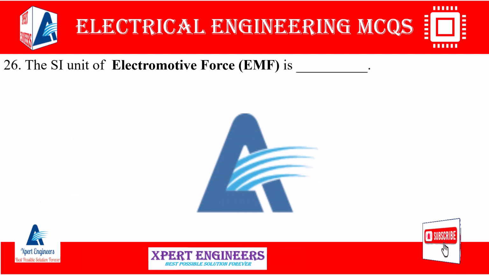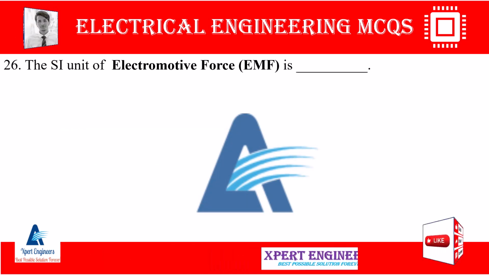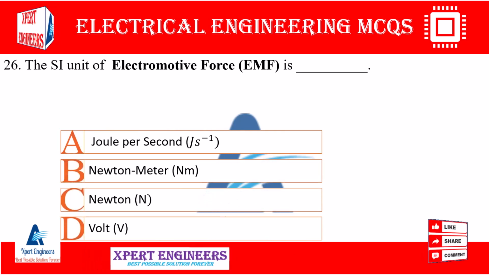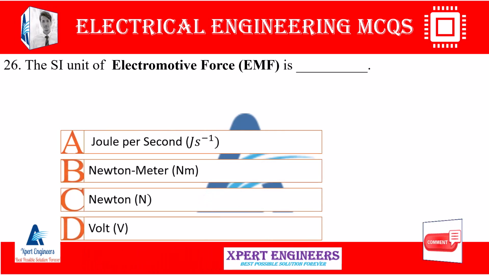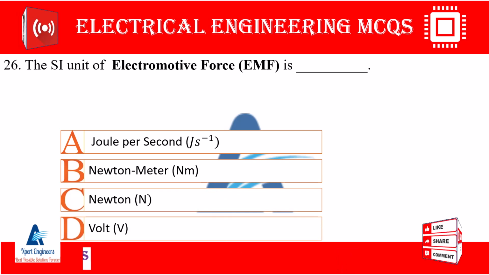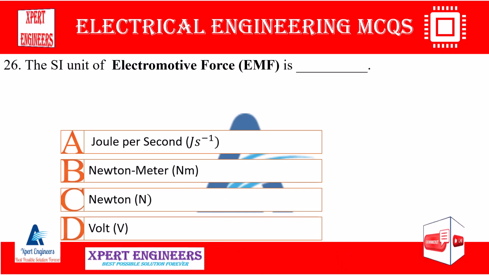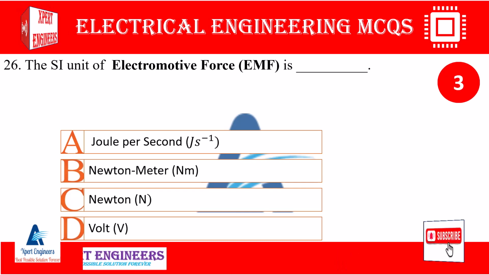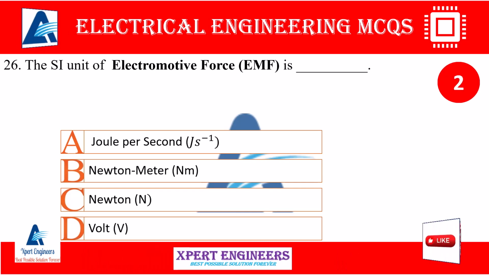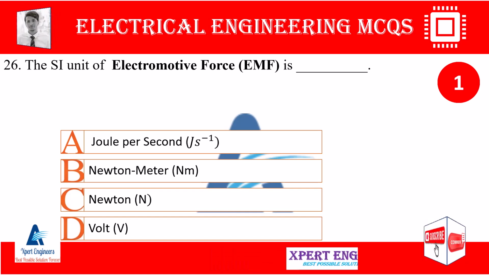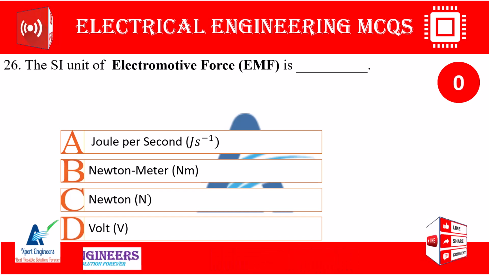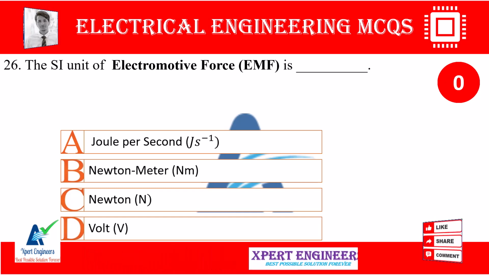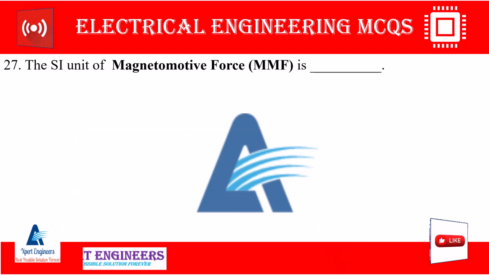Next is the SI unit of electromotive force, means EMF, is dash. A, joule per second, B, Newton meter, C, Newton, and D, volt. The correct option is D, volt. The SI unit of electromotive force, means EMF, is volt.